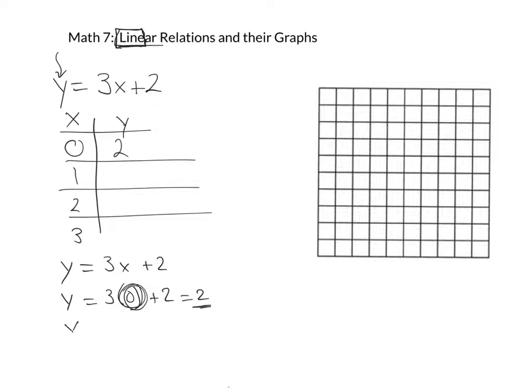Let's try the next one. What's y equal to when x is 1? Let's try it out. Well, 3 times 1 is 3. 3 plus 2 gives me 5. Next one here, let's try the 2. y equals 3 times 2, replacing that x, plus 2. So 3 times 2 is 6. 6 add 2 gives me 8.